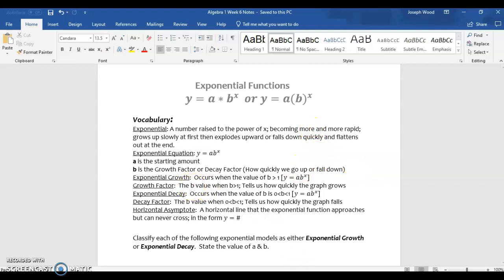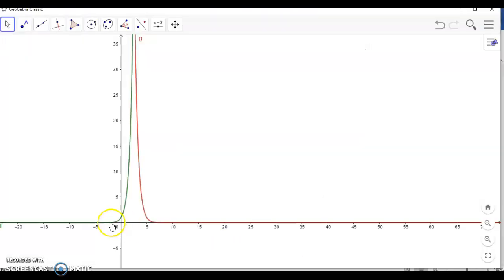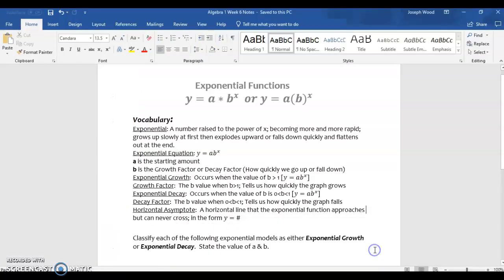And so when you look at these graphs, a lot of the times I like to say that they look like a hockey stick. And so you should have that hockey stick shape in your mind. It starts off real flat and then it explodes upwards, or it explodes downwards and really flattens out at the end. But how quickly it goes up or how quickly it goes down is determined by that B value.